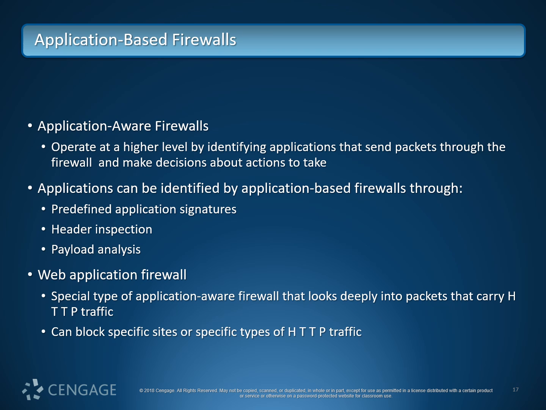Application-aware firewalls identify applications as opposed to worrying about rules or connections or whatever else, and then make a decision about what actions to take. Applications can be identified through application signatures, header inspection, payload analysis, port numbers. All of those things are entirely up for grabs. Web application firewalls are specific variations of the application-aware firewall. They look more deeply into packets that carry HTTP traffic. Because HTTP packets are standardized, it can actually analyze certain aspects of them, like what flags are set, things of that nature. So that means that particular sites and particular types of traffic can be filtered.